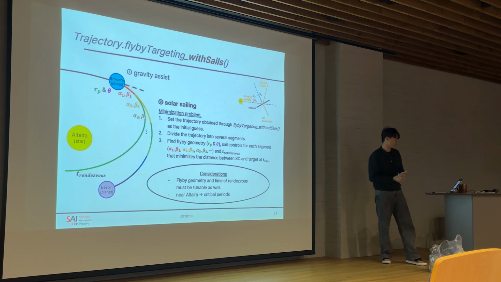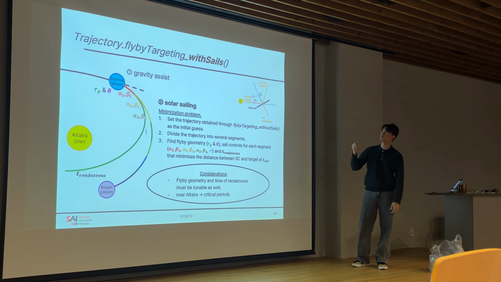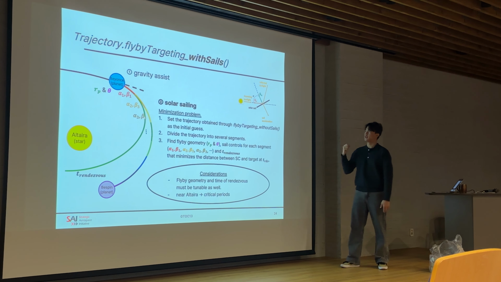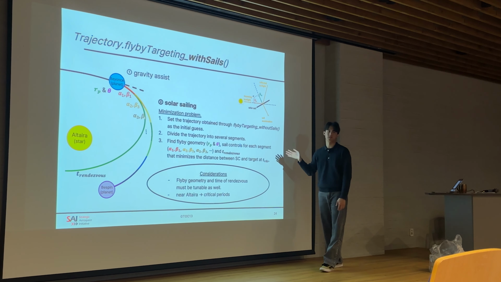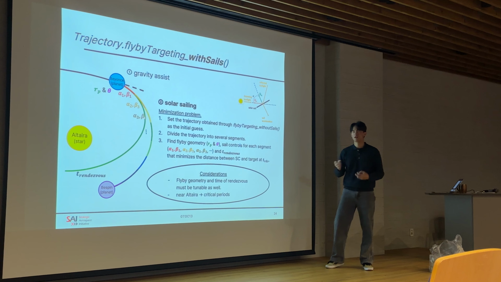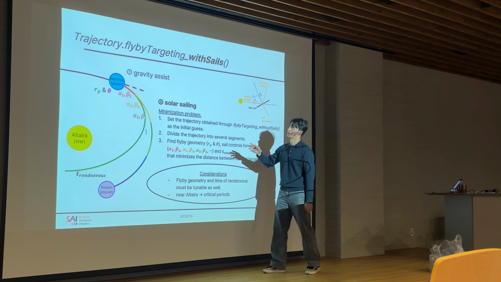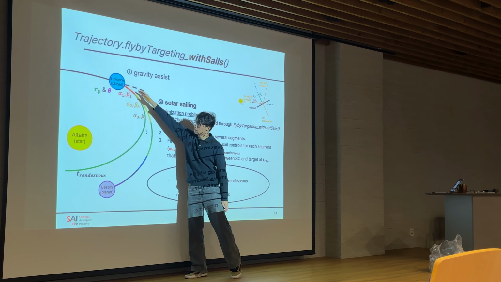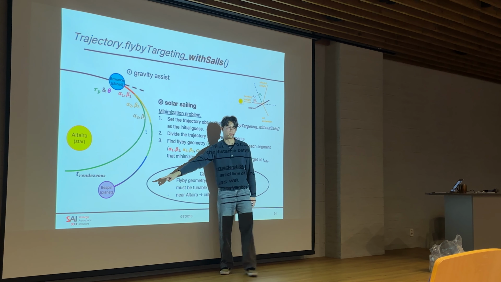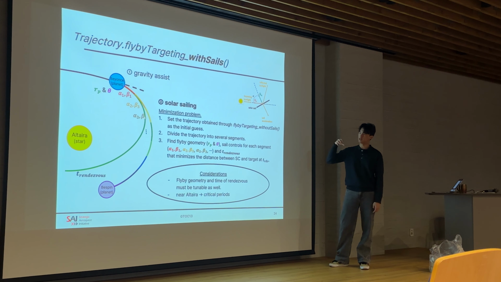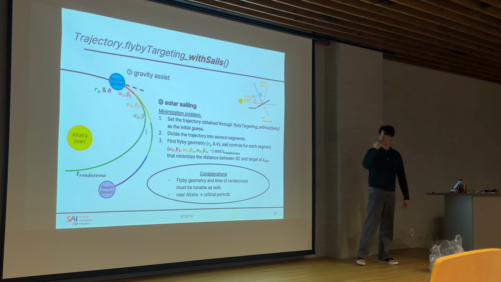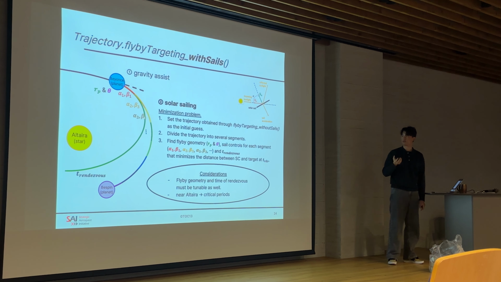There are some considerations here. First, not only the control angle, but also the flyby geometry and rendezvous must be tunable as well, because as I said earlier, the direction that you can accelerate by using those solar sails is only in the radial outward direction. So if the initial guess provided is already radially outward from the planet that we are going to target next, there's no way to tune that even closer to the next planet by only using solar sails.